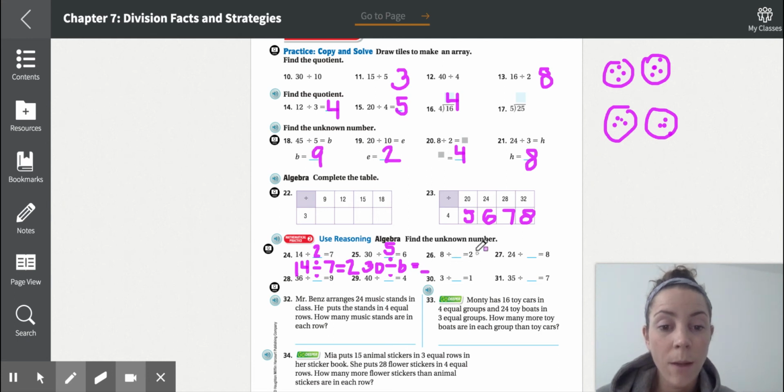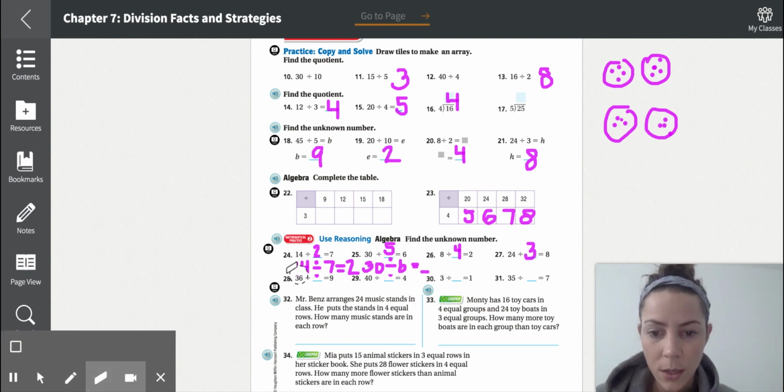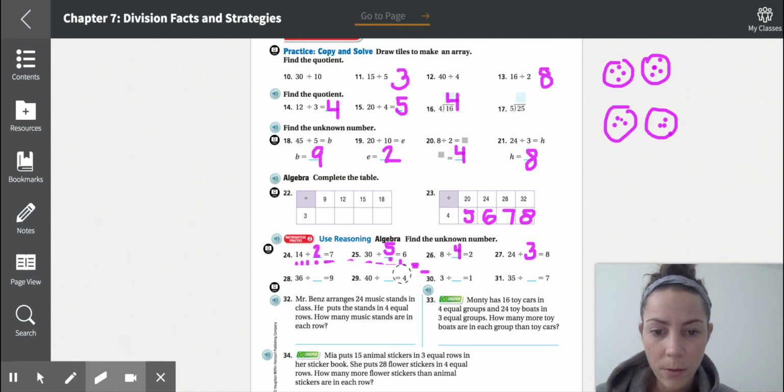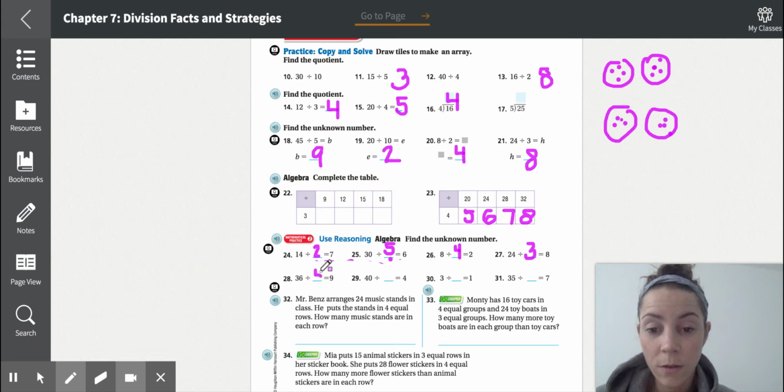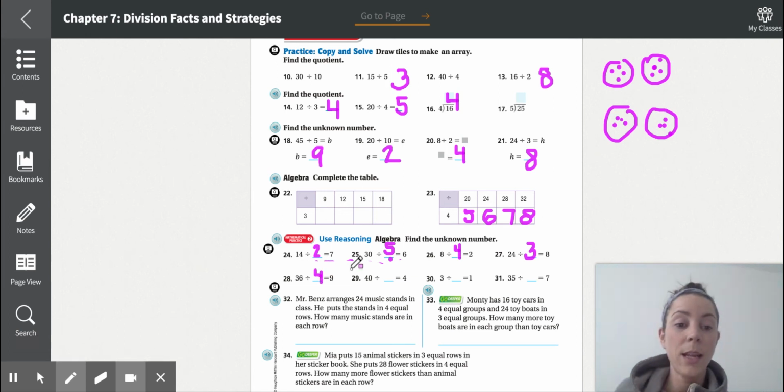8 divided by 2 equals 4. So 8 divided by 4 also equals 2. 24 divided by 3 equals 8. I think that was the one we did together. Let me erase this so we can see our next problems. 36 divided by 4 equals 9, because I could have done 36 divided by 9 equals 4.